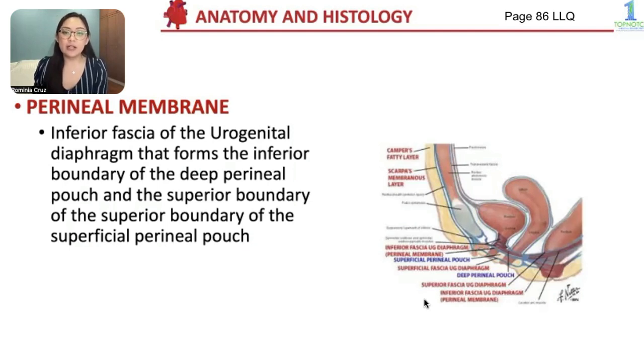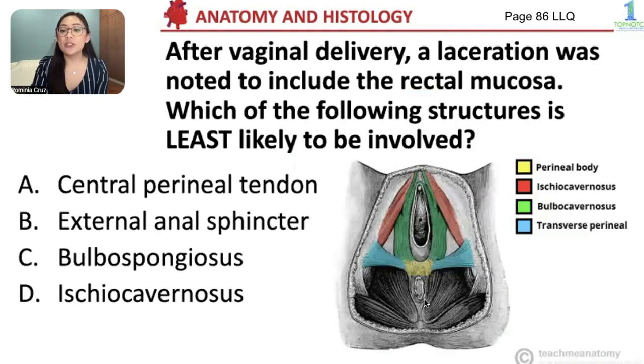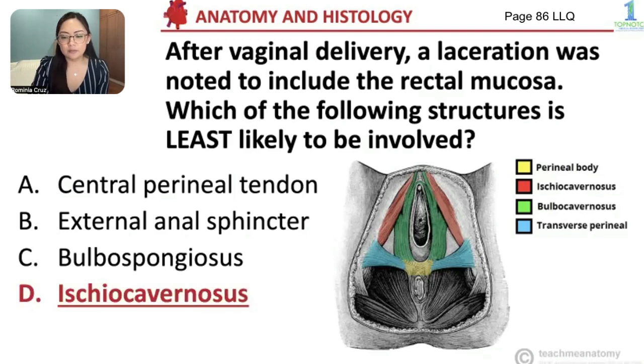It is the inferior boundary of your deep perineal pouch and the superior boundary of your superficial perineal pouch. Okay, so going back to our question earlier, as you can see in this diagram, the ischiocavernosus comes from the ischial tuberosities and would insert toward the crura of the clitoris. And during episiotomy, whether that's median episiotomy or a right mediolateral episiotomy, hindi ito natatamaan. So the answer here would be your ischiocavernosus.